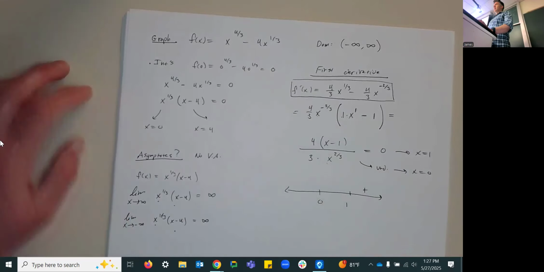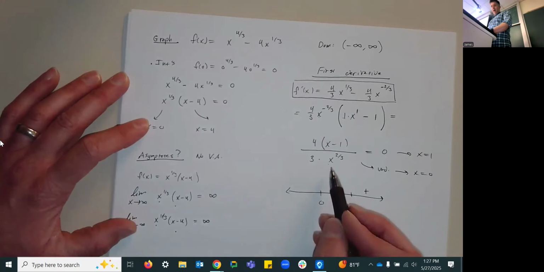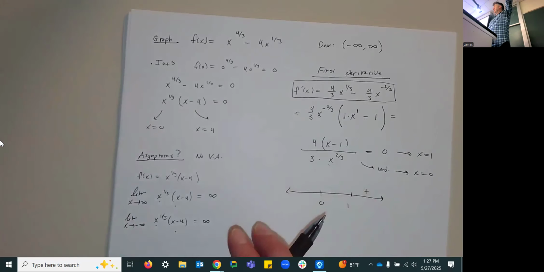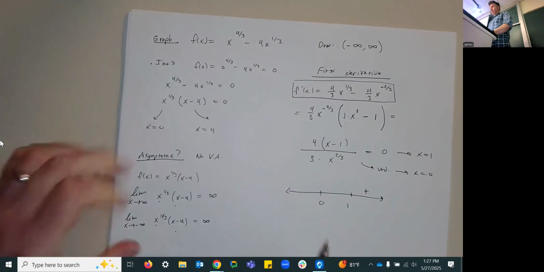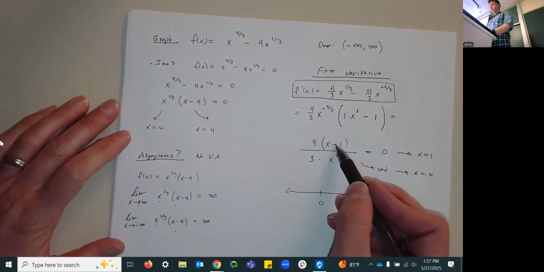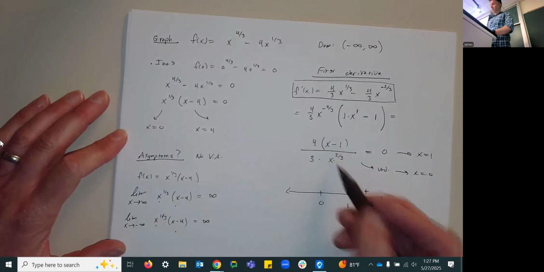Between 0 and 1, well, let's think about 1/2. I don't know what 1/2 to the 2/3 is, but I know it's positive because a positive number to any power is always positive. Say it again, a positive number to any power is always positive. On the other hand, up top here, 1/2 minus 1 is negative 1/2. So we have a negative number divided by a positive number, so it's overall negative in there.